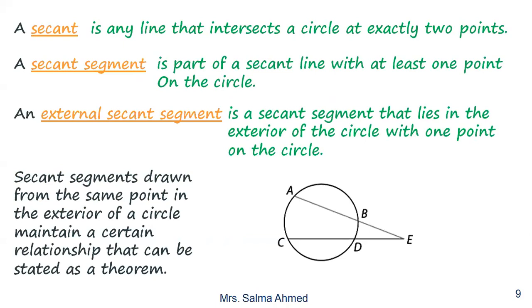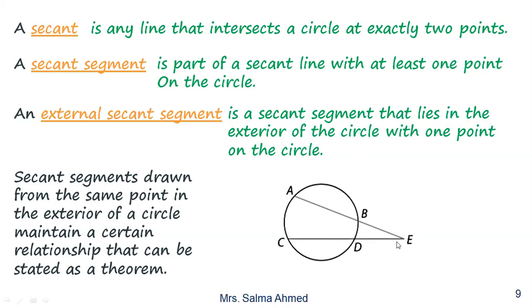Secant segments drawn from the same point in the exterior of the circle maintain a certain relationship that can be stated as a theorem. So here I have a drawing, and if I have a line which is cutting the circle at 2 points, so I have AE, it's cutting the circle at A and B. So this is called a secant. So AE is called a secant, and the external part is called external secant segment.